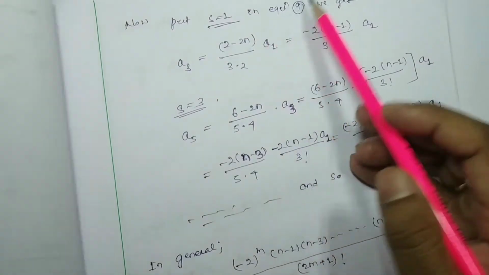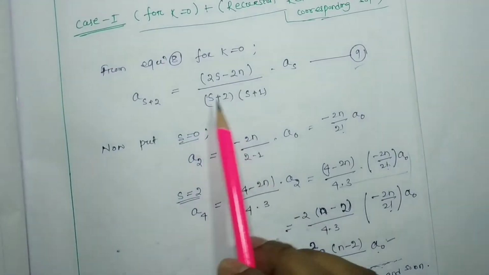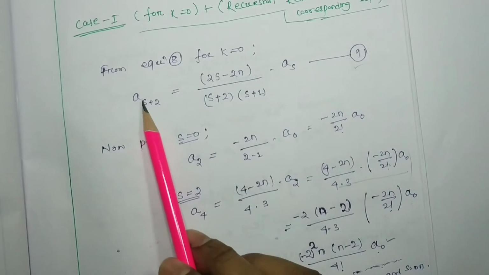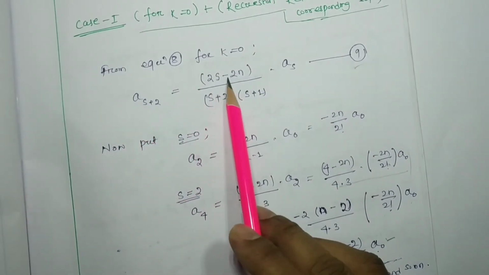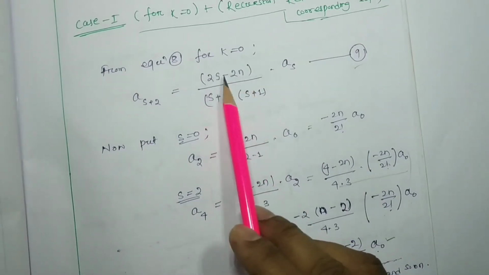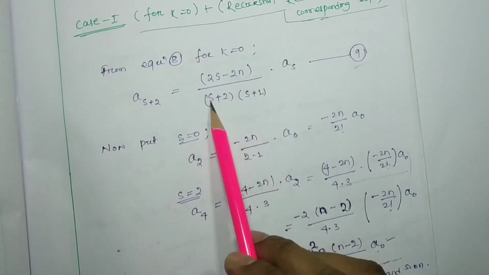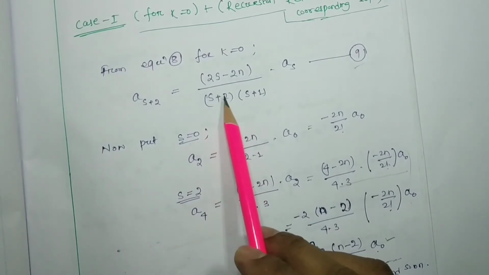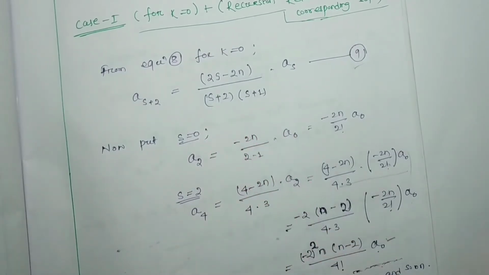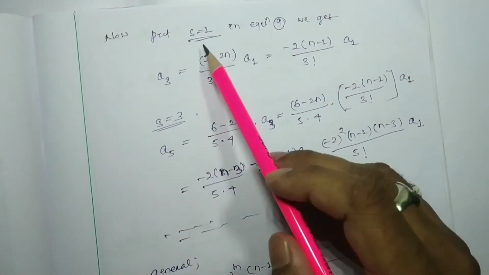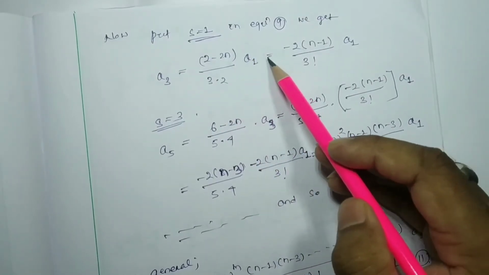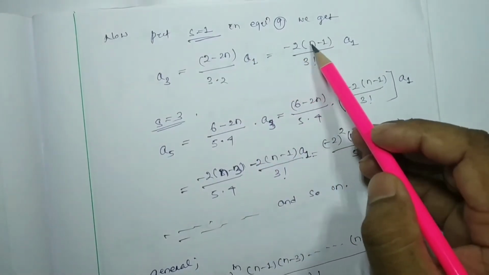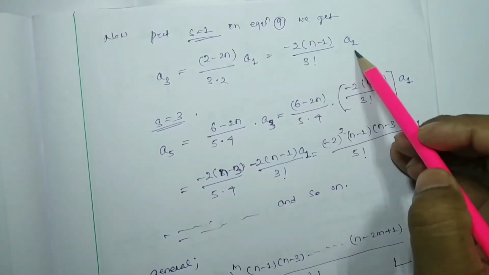Next we have to consider s is equal to 1 in equation number 9. S is equal to 1 means it will be a3. Here 2 minus 2n whole divided by 3, because 1 plus 2 equal 3, 1 plus 1 equal to 2. So 3 into 2. So same thing I have written over here. For s is equal to 1, it will be 2 minus 2n by 3 into 2 into a1, which is equal to minus 2. If we take common, it will be n minus 1 by 3 factorial into a1.